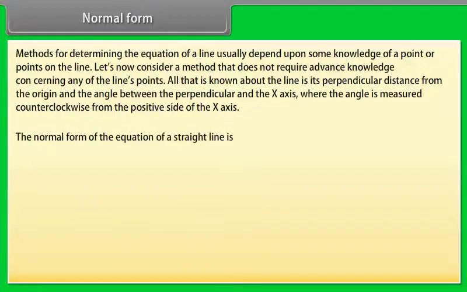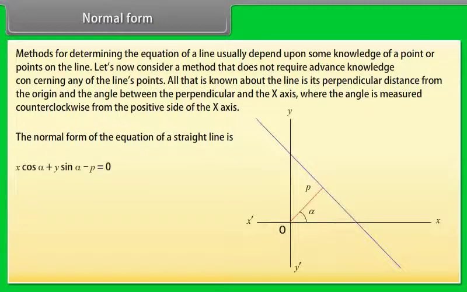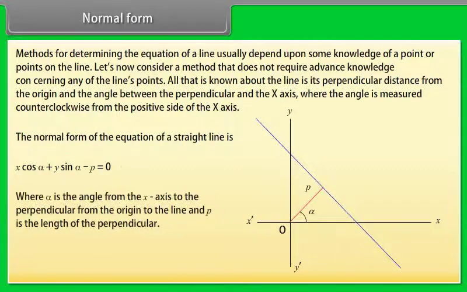The normal form of the equation of a straight line is x cos alpha plus y sin alpha minus p is equal to 0, where alpha is the angle from the x-axis to the perpendicular from the origin to the line and p is the length of the perpendicular.